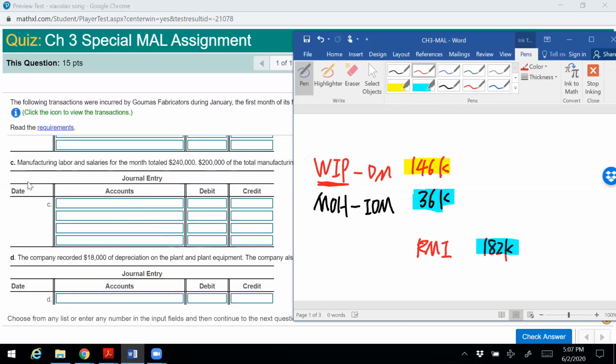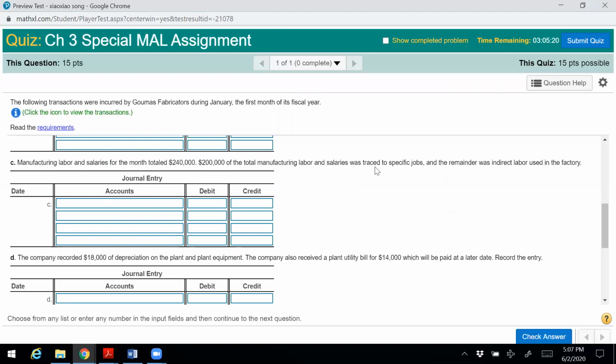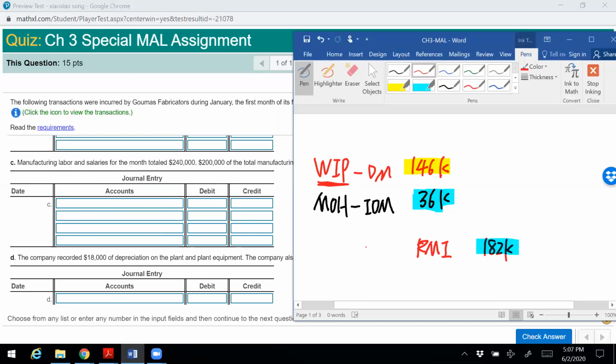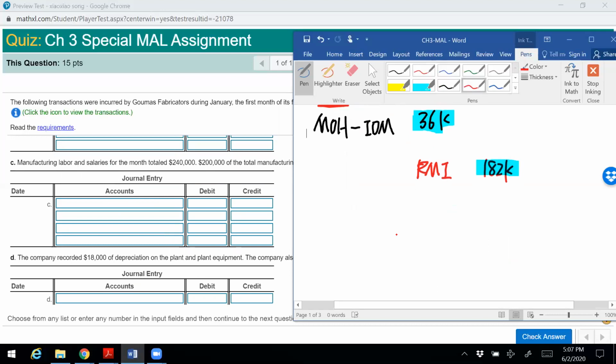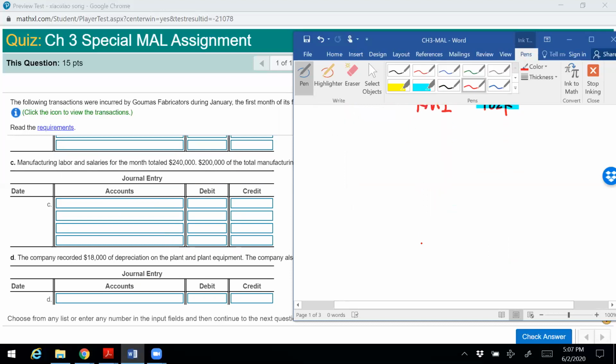Let's look at the next one. Manufacturing labor and salary: of the total manufacturing salary, 200,000 was traced to specific jobs, and the others are indirect labor. Very similar. So for the next one, what we should do is we have wages payable, because it hasn't been paid. I don't know the specific account; you have to look at the question there.